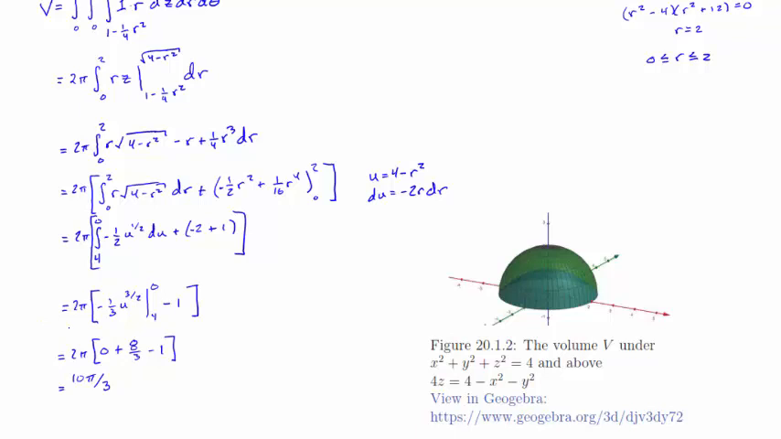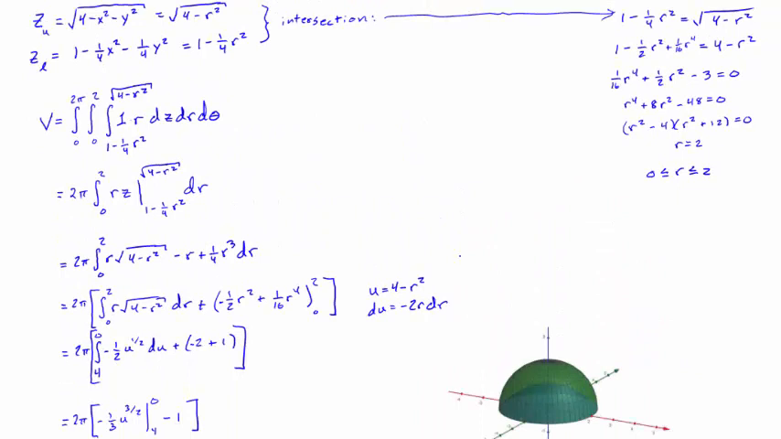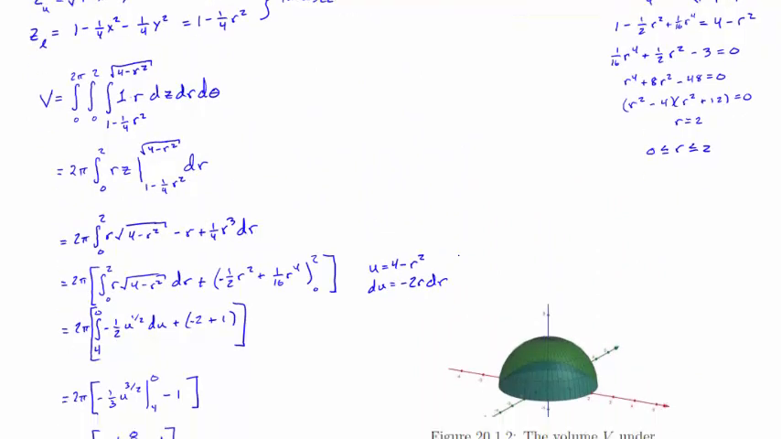Our volume now equals 2 pi times bracket negative 1/3 u to the 3/2 evaluated from 4 to 0 minus 1. And this equals 2 pi times bracket 0 plus 8/3 minus 1, which equals 10 pi over 3. And so that is the volume of this object, bounded above by the sphere of radius 2 and below by the paraboloid z equals 1 minus 1/4 x squared minus 1/4 y squared.